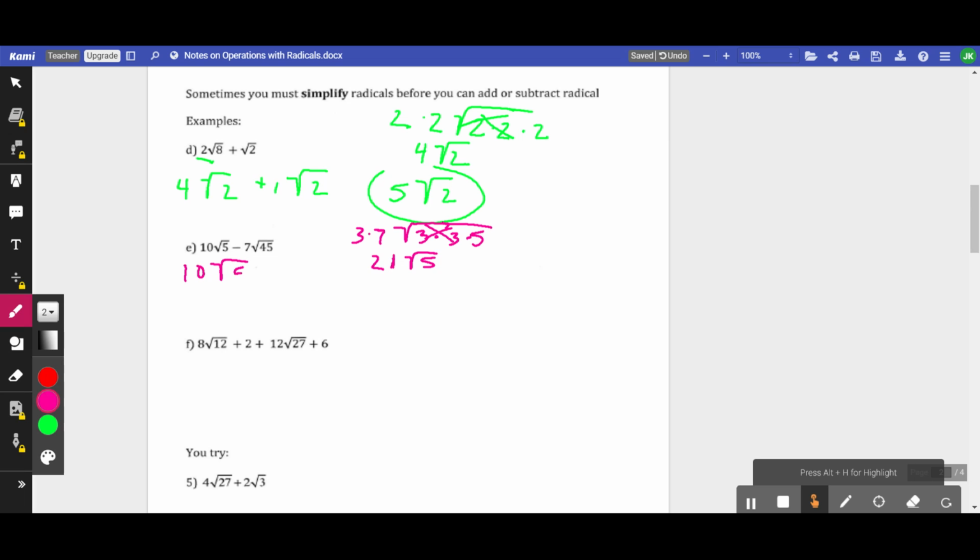Okay, so this is 10 square root of 5 that's still there. And this is now 21 square root of 5. So these can be combined. So you have 10 square root of 5 minus 21 square root of 5. So this would be negative 11 square root of 5 then.